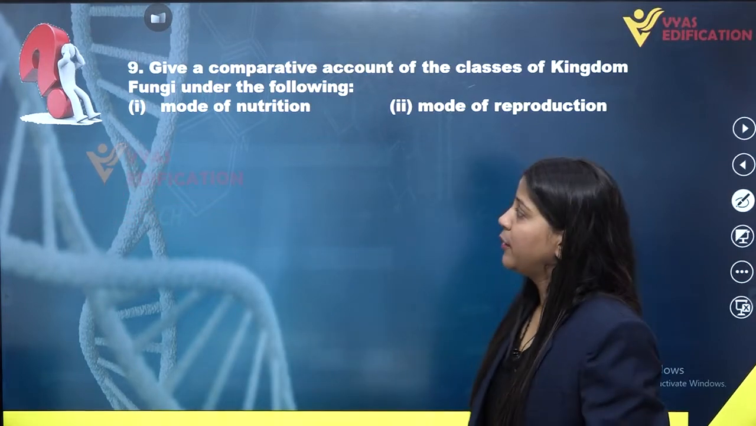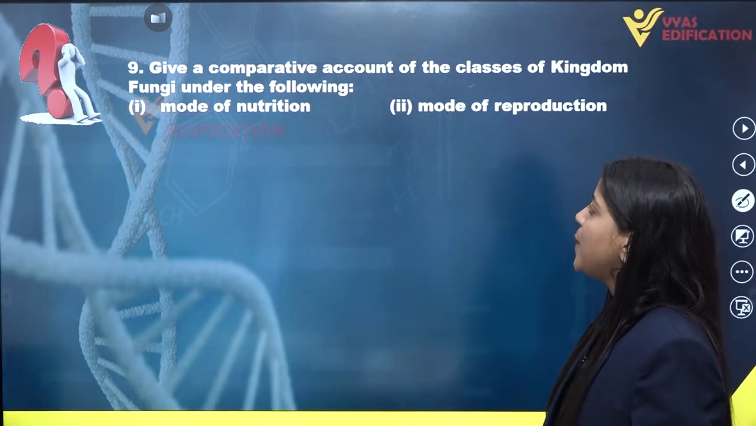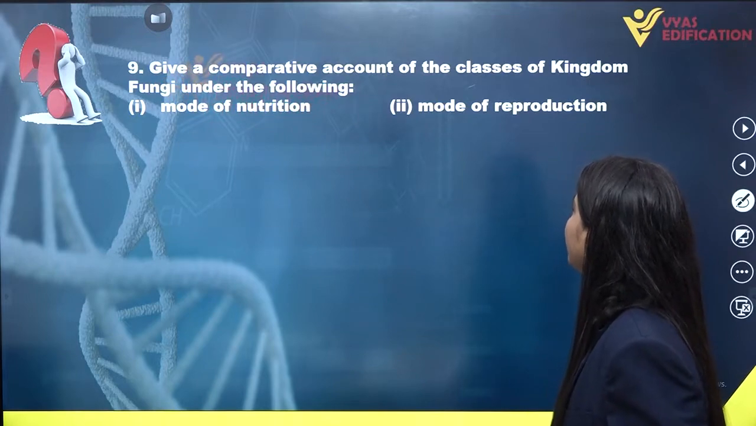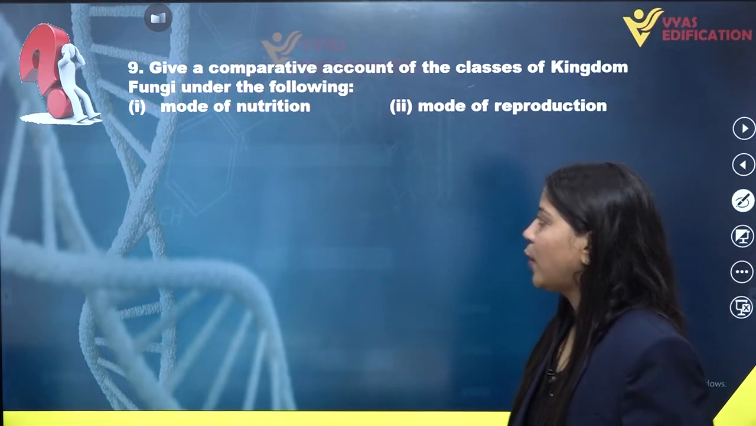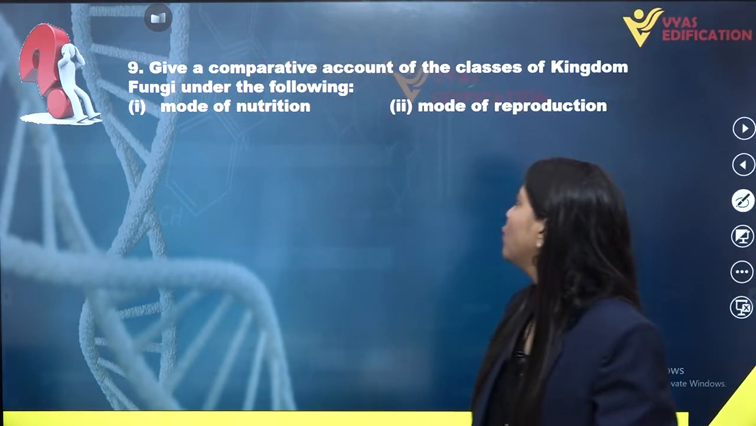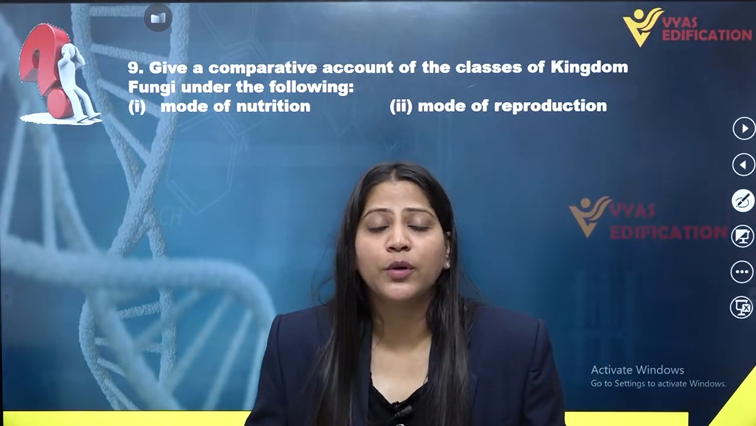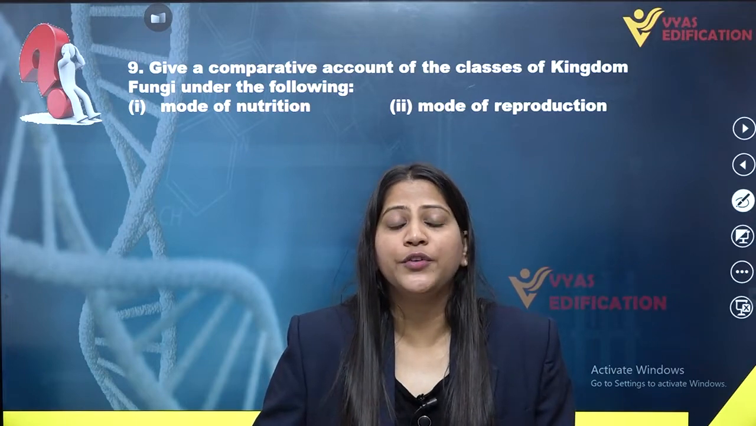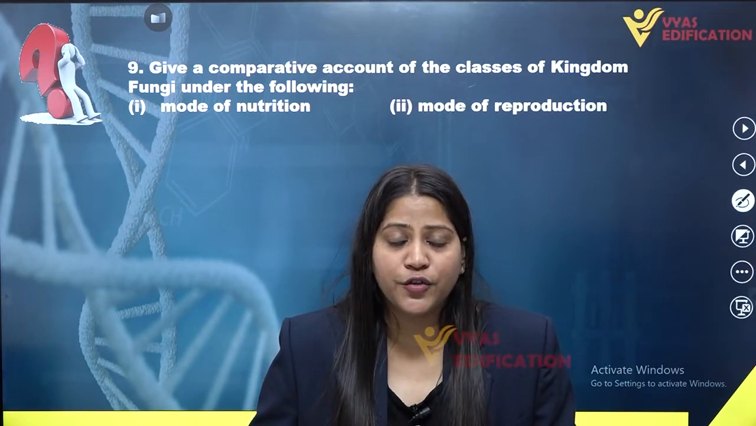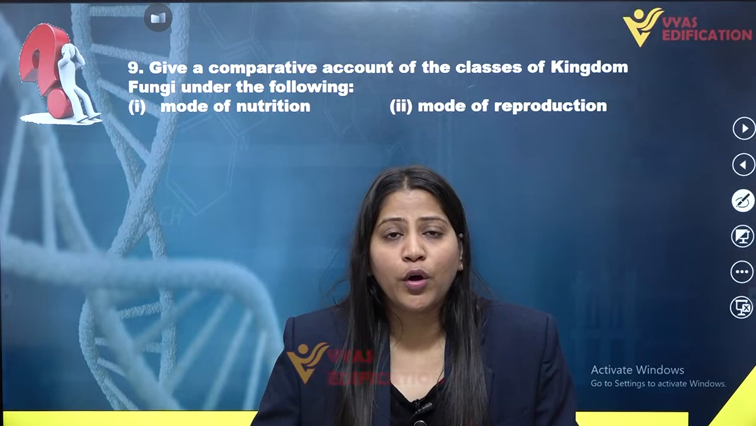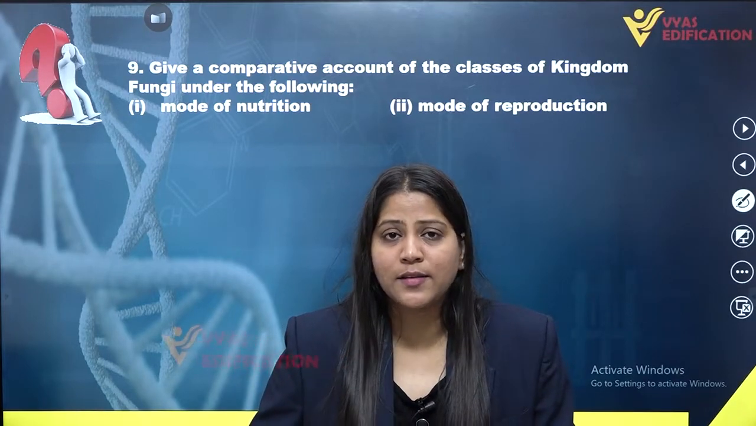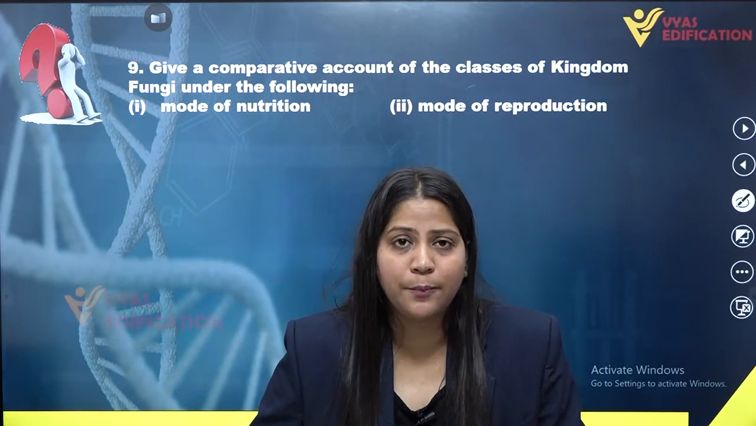On screen we have question number 9, and we have to give a comparative account of the classes of kingdom fungi under the following, that is mode of nutrition and mode of reproduction. So in this question basically we have to give a comparative account of different classes of kingdom fungi with respect to the mode of nutrition in them as well as mode of reproduction in them.